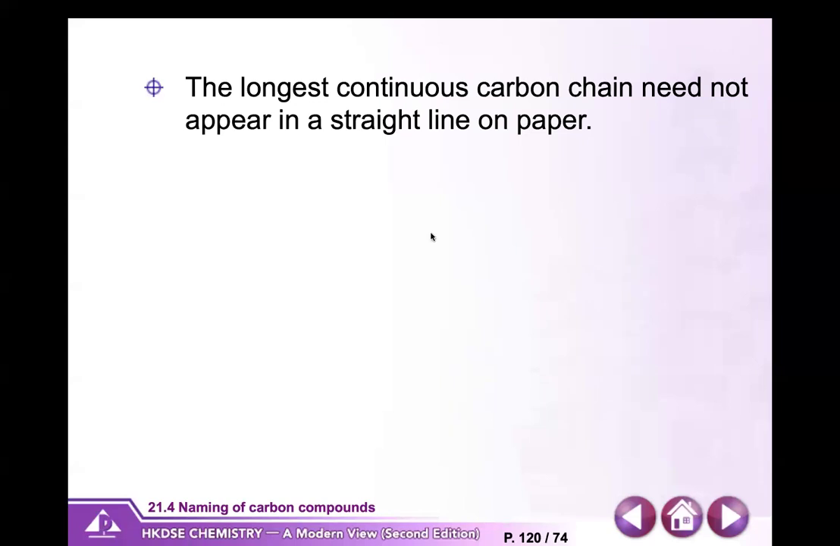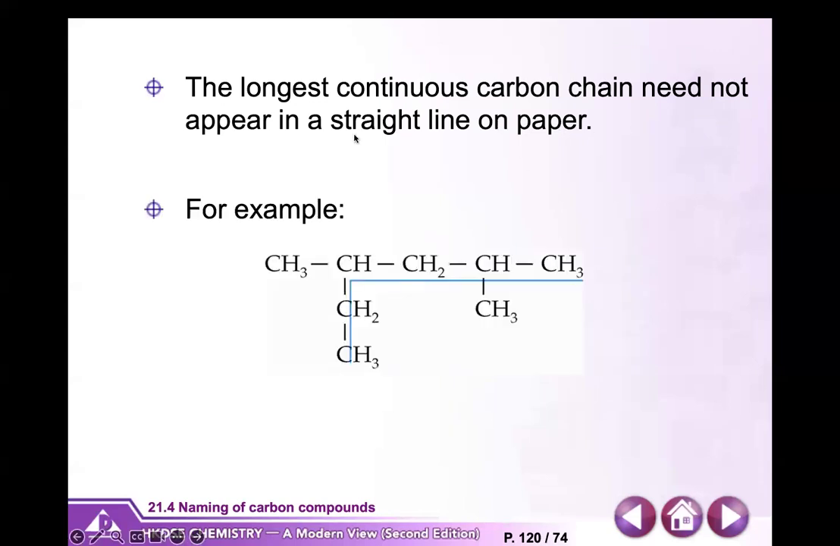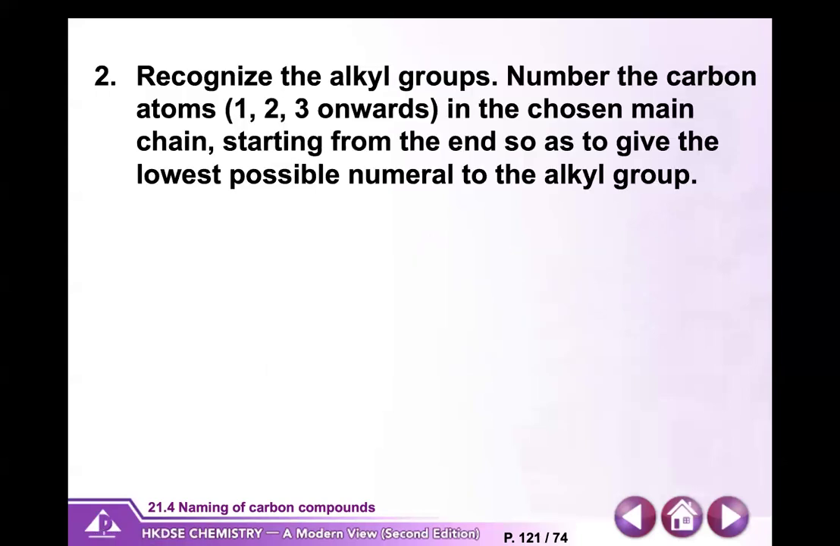The longest continuous carbon chain need not appear as a straight line on the paper. For example, it can turn around, because a chain means it can turn around. If it is just a straight line, then it would involve 5 carbons. However, when you take a look at this one, it contains 6 carbons in all. So these 6 carbons will form a hexane as the longest carbon chain.